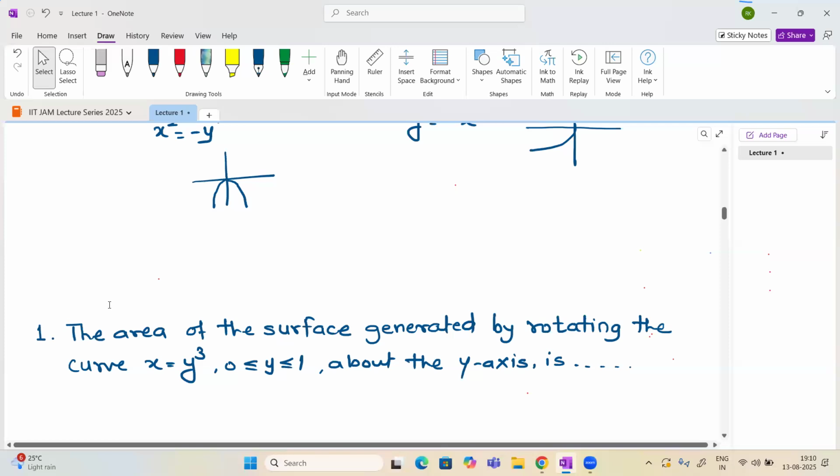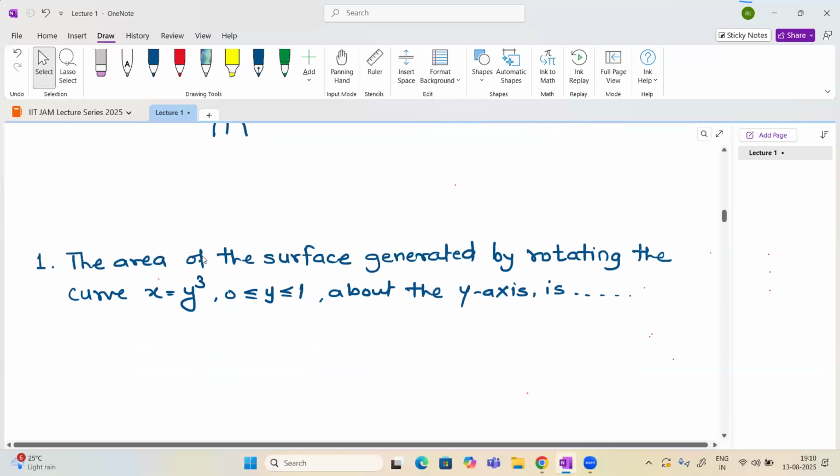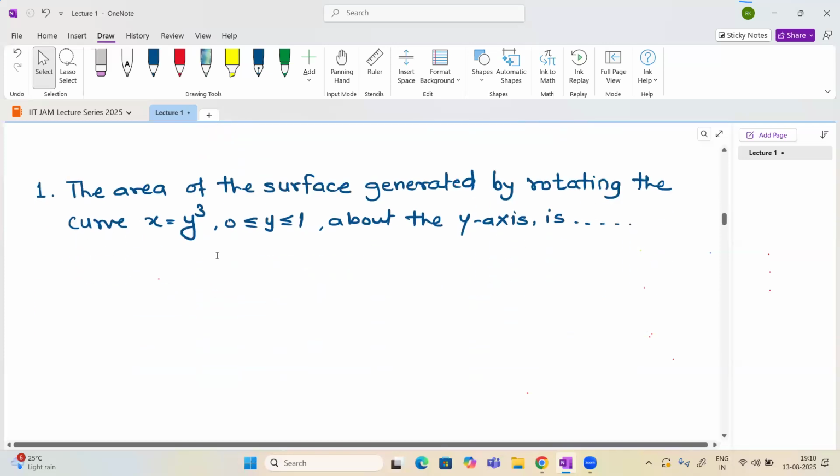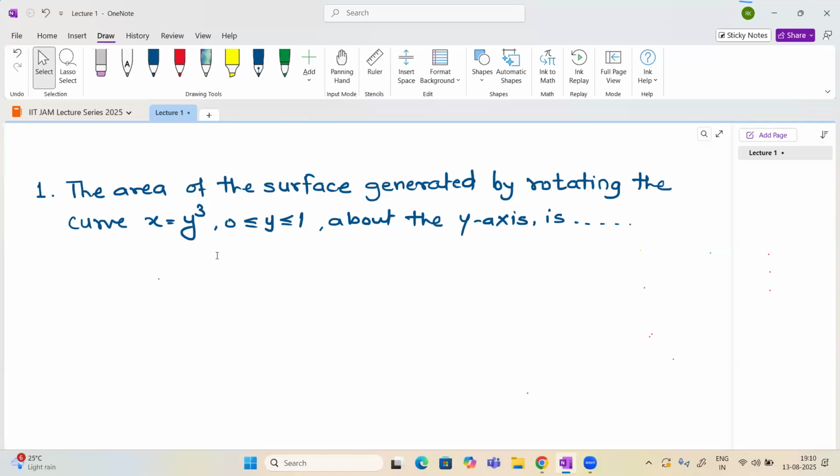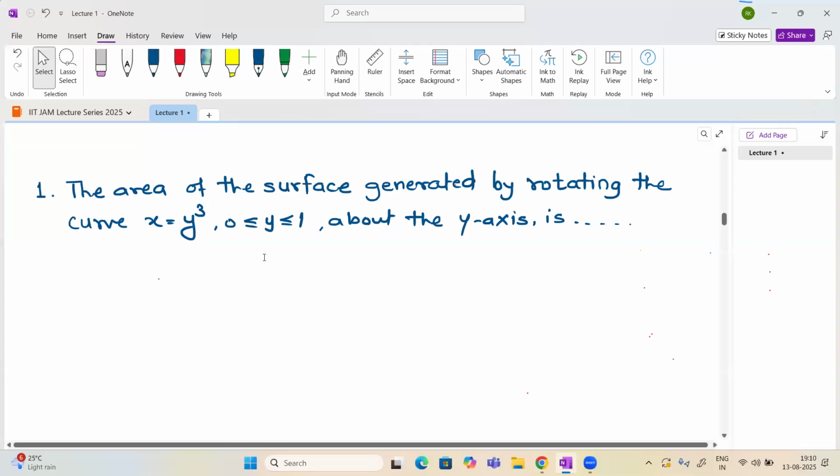Okay. So let us start to solve the problems now. I have taken mixed problems. Sometimes you will have a problem of changing the order of integration, finding the volume, finding the area, finding the surface area, or sometimes problems on the beta gamma function. I have taken problems from the previous year's question papers of JAM.